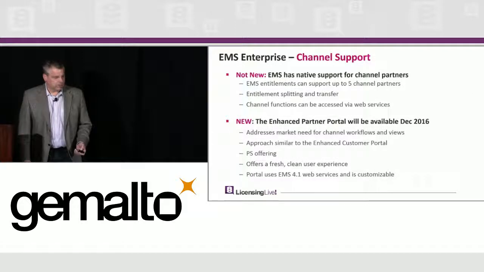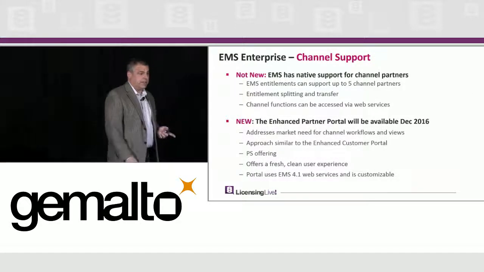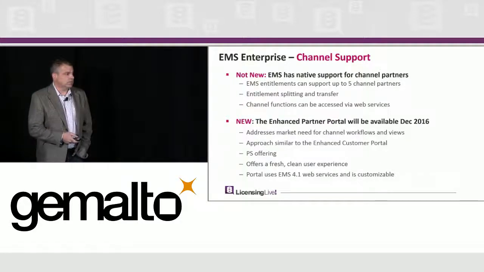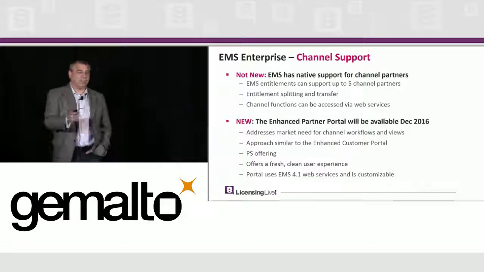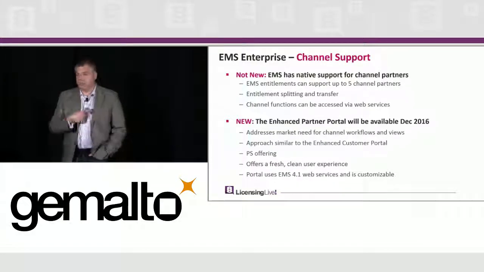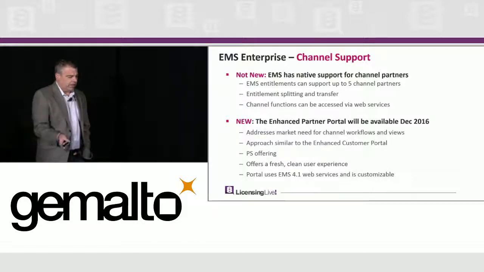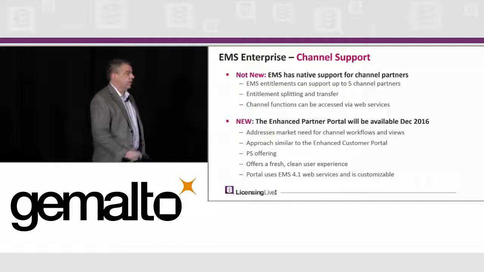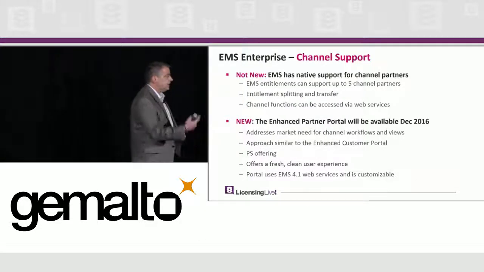Okay, so here's where we are. What's not new is that EMS does have native support. It's had it for a few years for channel partners. So an entitlement can support up to 5 channel partners. The notion of splitting and transferring that we talked about has been in our product for years, okay? And the web services that control all that stuff are native to the product. So that's not new. What is new is that we introduced what we're calling the enhanced partner portal.